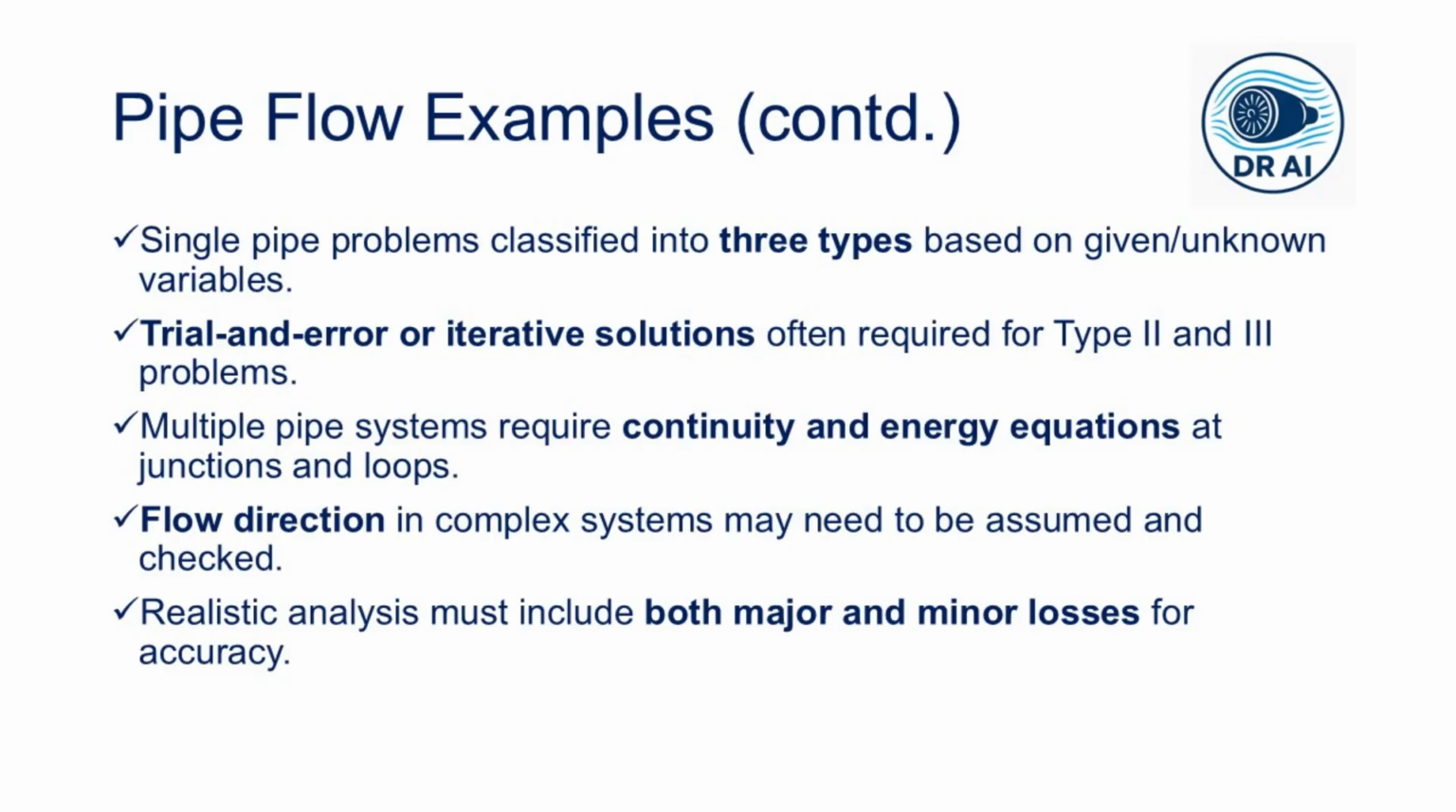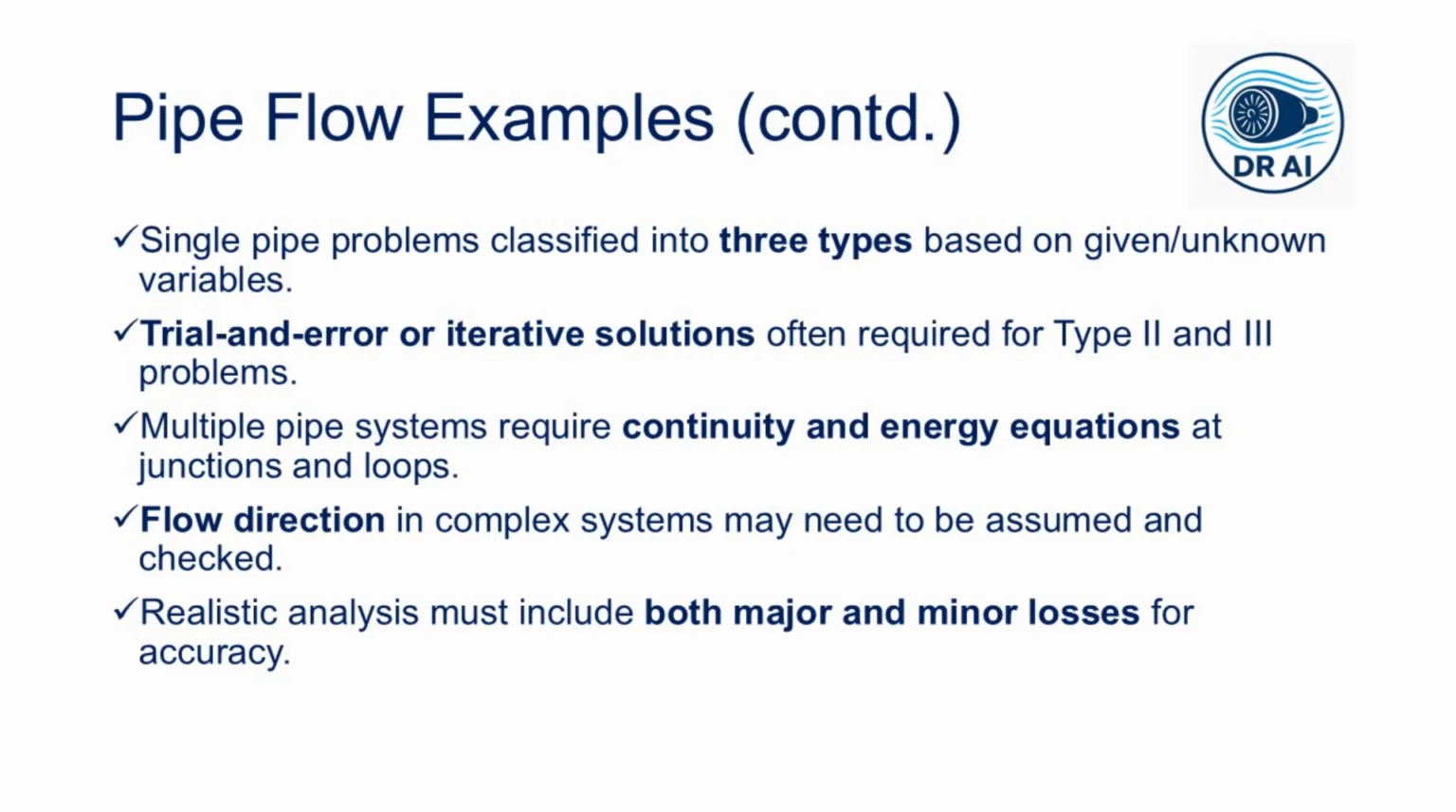Secondly, for multiple pipe systems, we learned that the same energy and mass conservation principles apply, but we have to account for the interconnections. In series, the flow is constant and head losses add. In parallel configuration, the head loss is constant across the branches and flow rates add. In more complex systems, like the three reservoir systems, we may need to assume the flow direction and then verify our assumptions. The key message for today is that you now have the fundamental tools to analyze almost any pipe flow problem you will encounter.